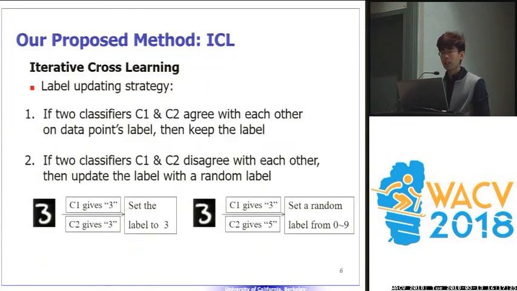The way we update the labels is we ask the two classifiers to predict labels for every data point. If they agree, we will trust their prediction. If they disagree with each other, we will update the label with a random label. That's a key point of our method. It's like two students cheating in an exam. If they find they get the same answer on one question, they feel they got a correct answer. And if they get different answers on a question, they cannot trust either of them.